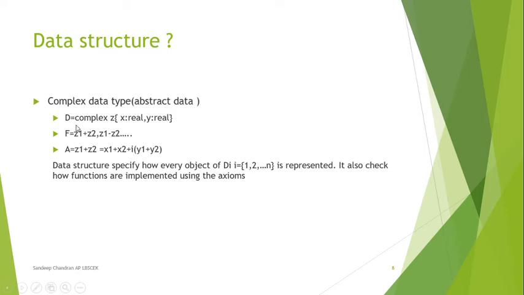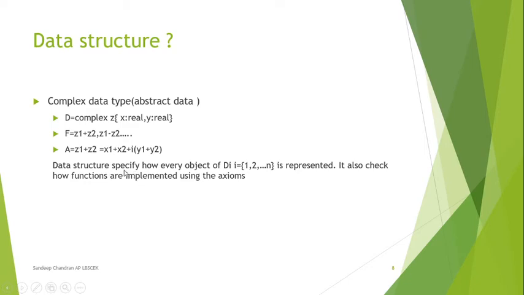So we are going to define the domain. Domain means it should have a real part and imaginary part. Then functions, it can perform addition, subtraction, like that. Operations it can perform. Axioms, so what's the rule for addition? Take the case of a rule of addition. So we have to add a real part and imaginary part separately. So that's a rule. That's the axiom.